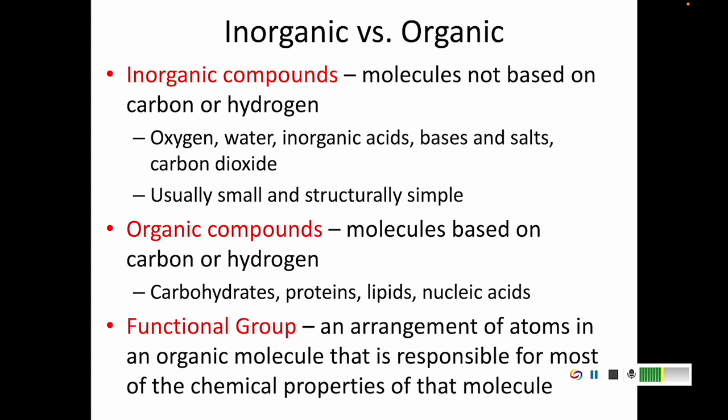If that molecule does not have carbon and hydrogen in it, it is not organic. It is inorganic. These would be things like oxygen, water, inorganic acids, bases, salts, carbon dioxide. Without having both carbon and hydrogen, you are not going to build as big and complicated molecules. So inorganic compounds are usually going to be smaller and simple.